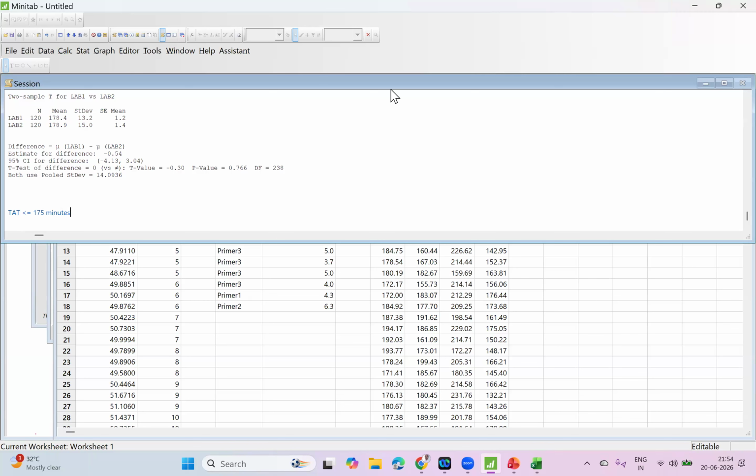less than or equal to 175 minutes. Do you see an equal to symbol here in my statement? Yes, sir. Then only it is H0. Then what is H1?